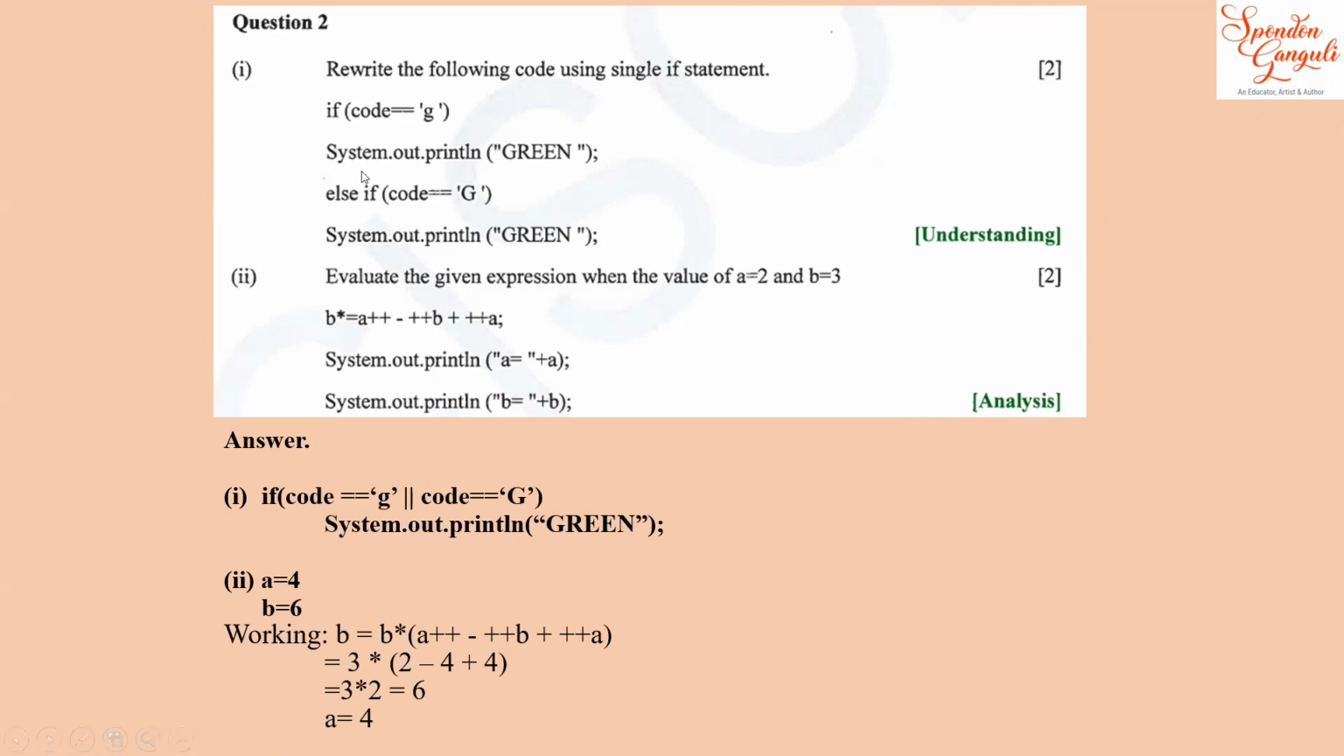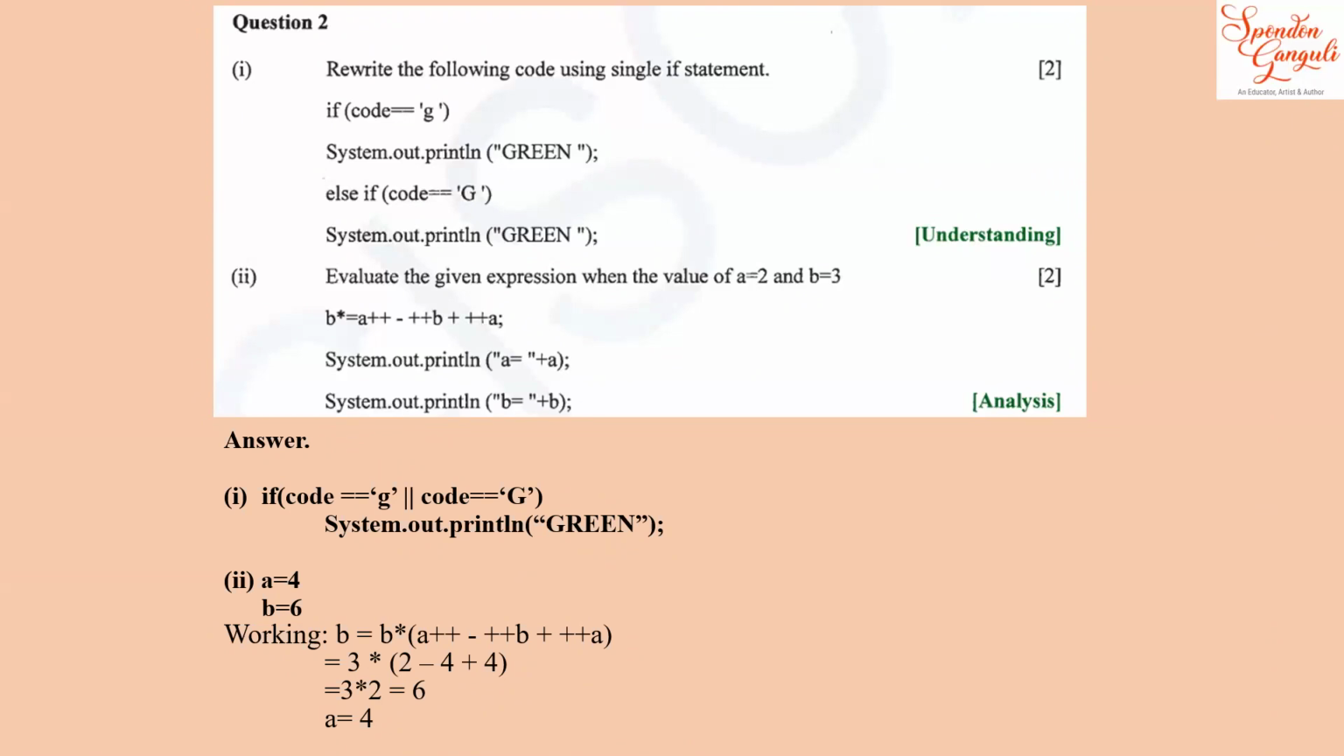First one, the answer is: if code equals G... both have green, so we can put both together. If code equals G or code equals capital G, System.out.println green. It is said as a single if, and only if it said we can have multiple ifs, so both can be ifs together. If code equals G, print; again another if code equals capital G.